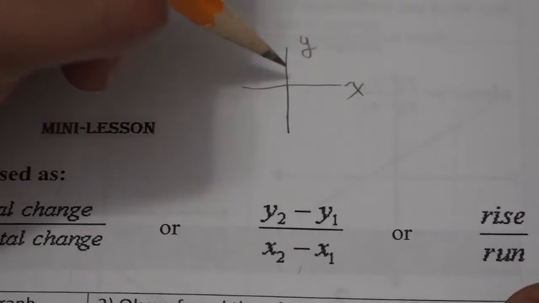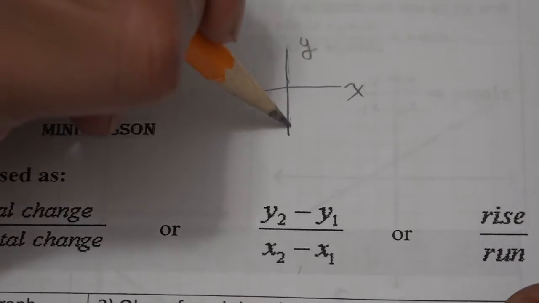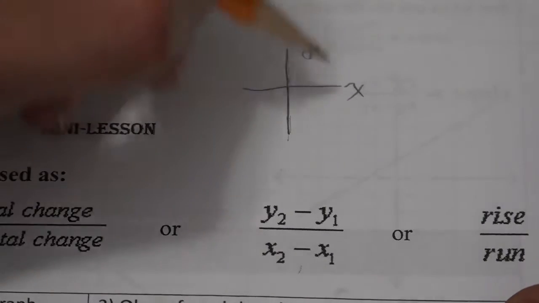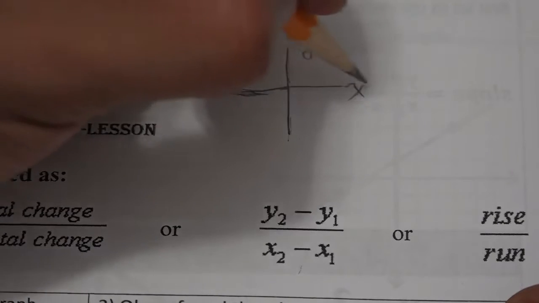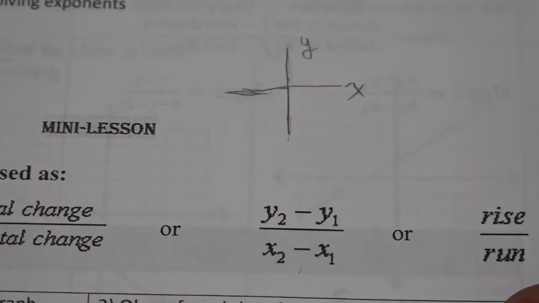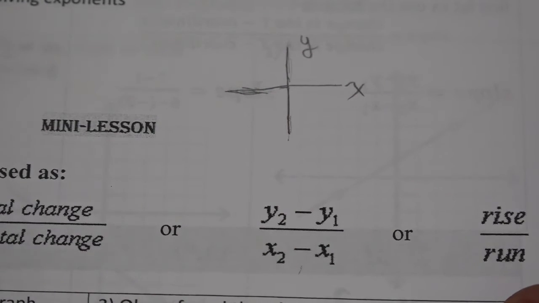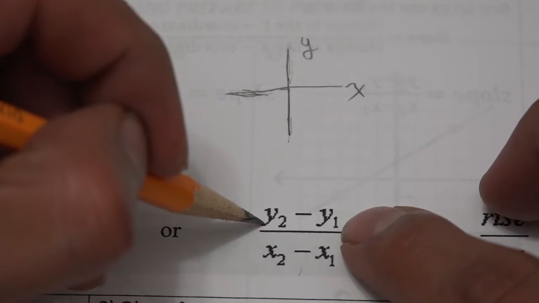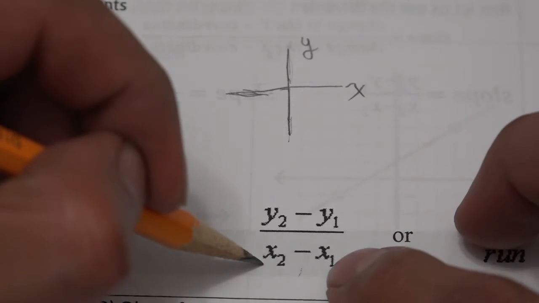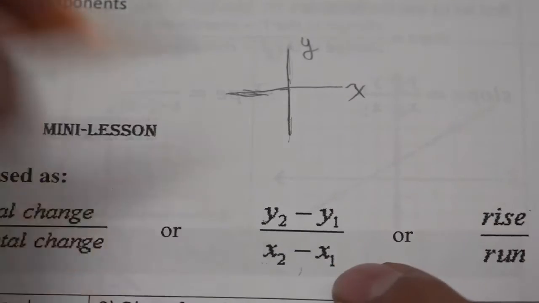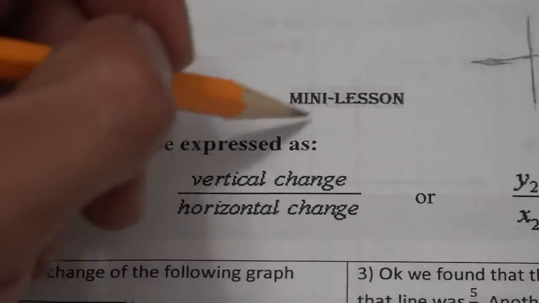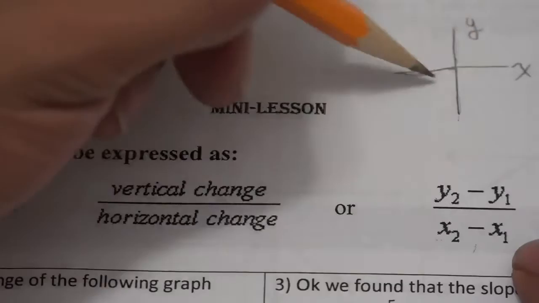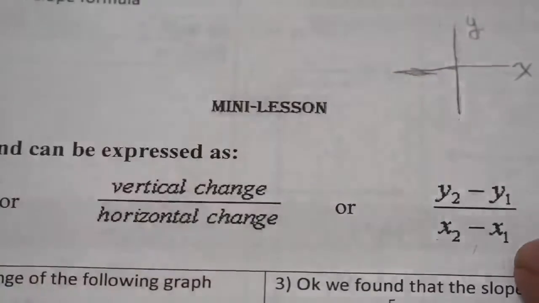And basically, this is your rise, even if it goes down or it goes up, it's still your rise. And this is your run. Run goes sideways. Rise goes up and down. So to find distance, you always subtract the numbers to find the amount of units. And same thing for the run. So it's rise over run. See? Vertical change, meaning that change means subtraction. So vertical change over horizontal change, okay?